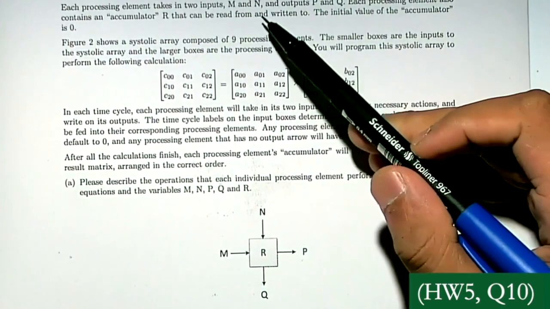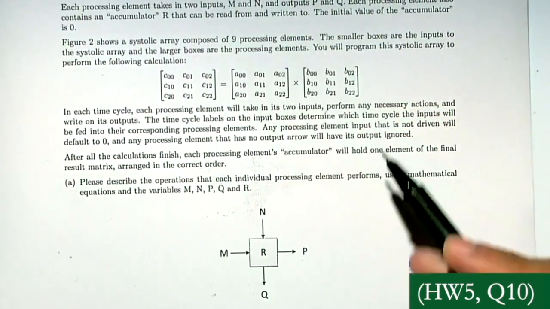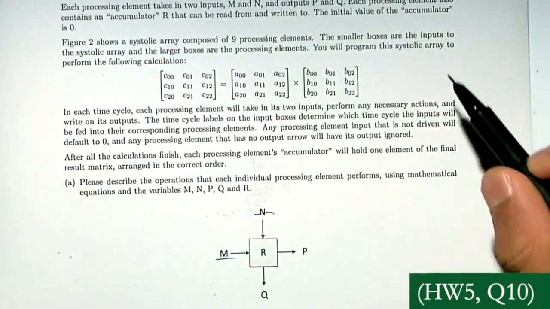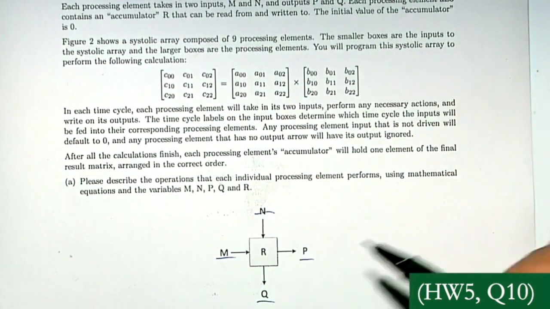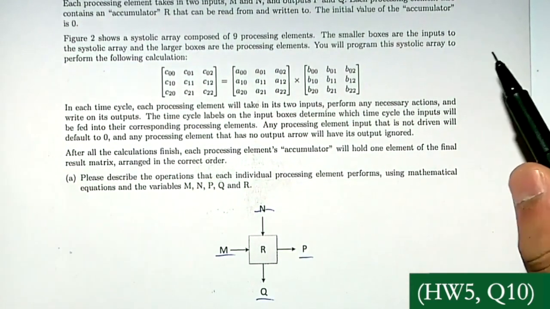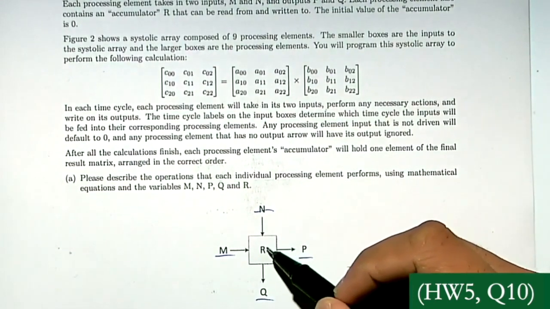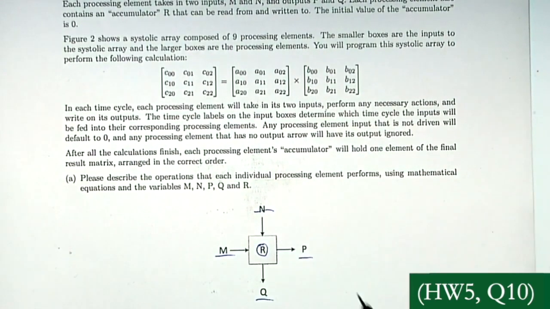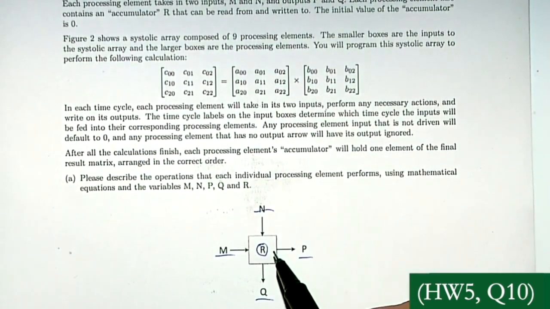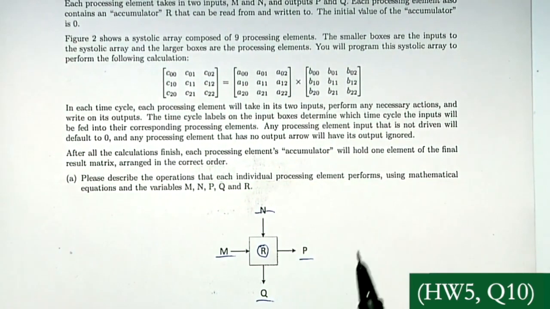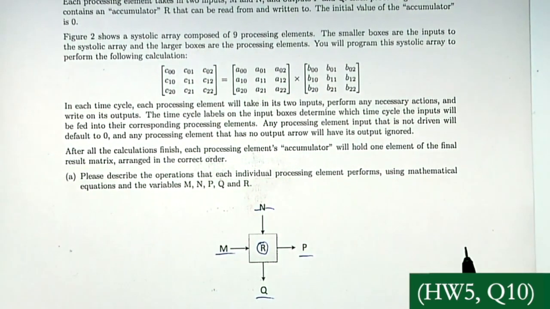And we're told that each processing element takes in 2 inputs, which are N and M, and then it has 2 outputs, which are P and Q. And then every processing element also contains an accumulator called R, which is just like a data storage element. And this can be read from and written to. And the initial value of the accumulator is 0, right?